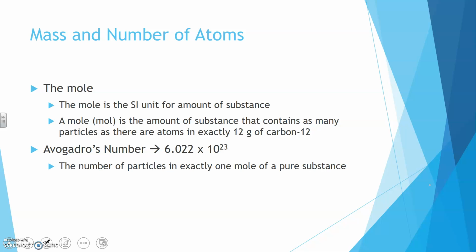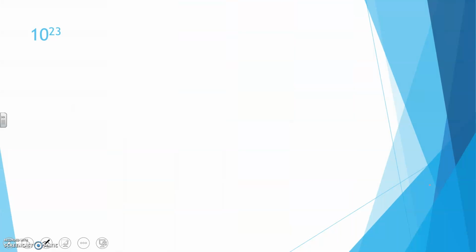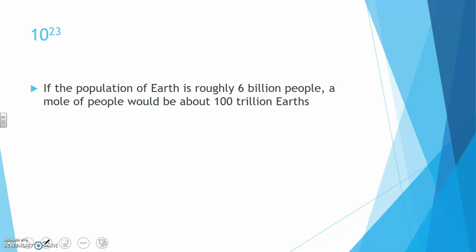Okay. So, Avogadro's number is now known as the number of particles in exactly 1 mole of a pure substance. Okay? So, we don't really think about 10 to the 23rd in our normal everyday lives, just because it's such a large number. And you see that 23 up there and just kind of, whatever. But if the population of Earth is roughly 6 billion people, a mole of people would be about 100 trillion Earths. So this is just to give you kind of an idea of the scale that we're talking about here.